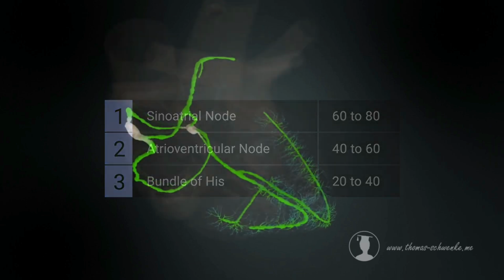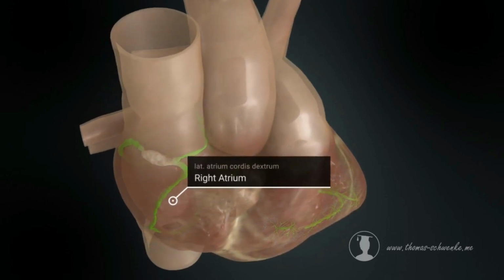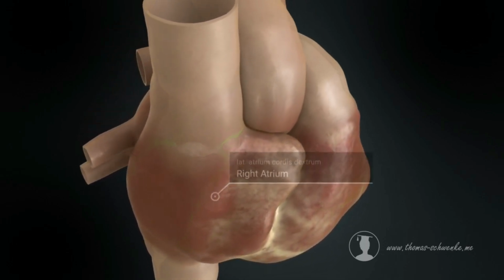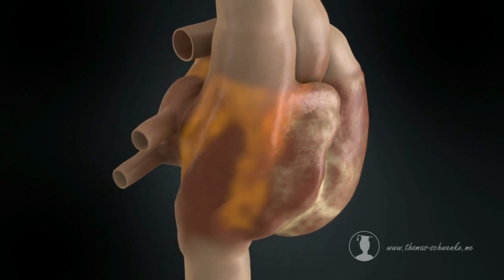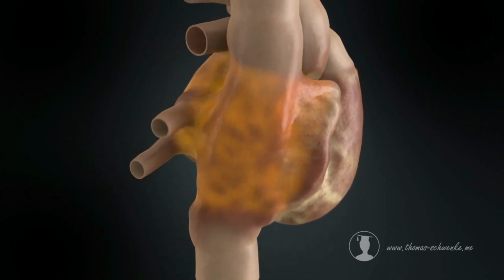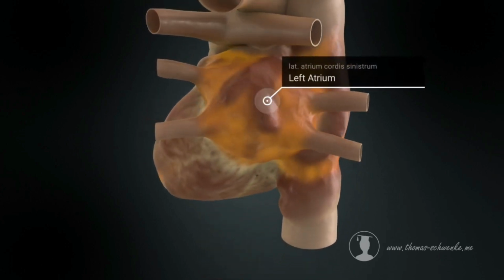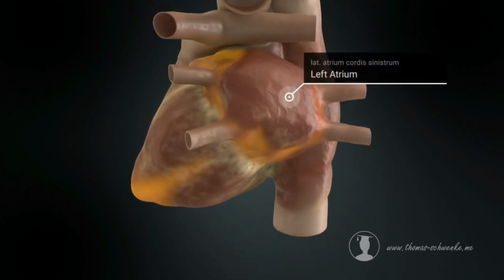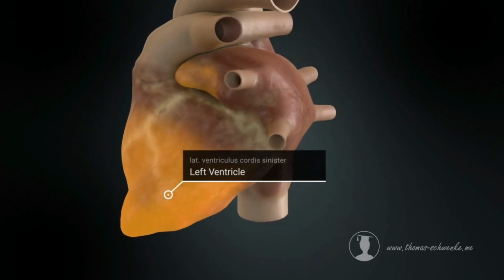Let us now illustrate the path of the impulses in the human heart. The electrical impulses propagate in the atria and cause the muscles to contract, thus pumping the blood into the ventricles. The impulse is transmitted to the muscle cells of the ventricles via the AV node and the bundle of His. This causes the ventricular muscles to contract and pump the blood into the pulmonary artery and the aorta.